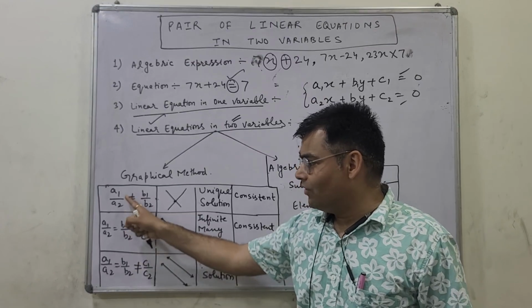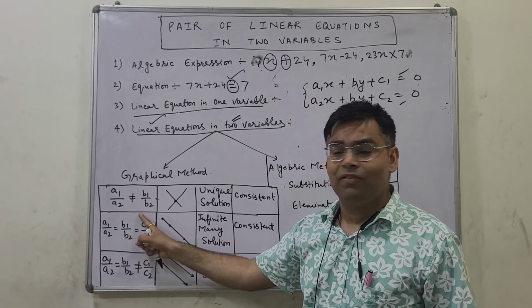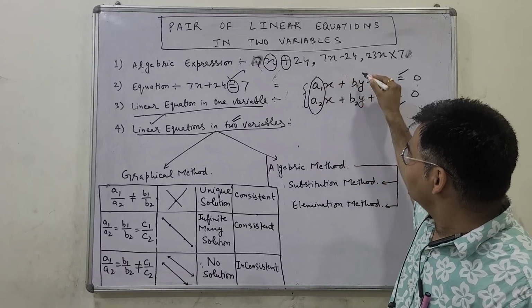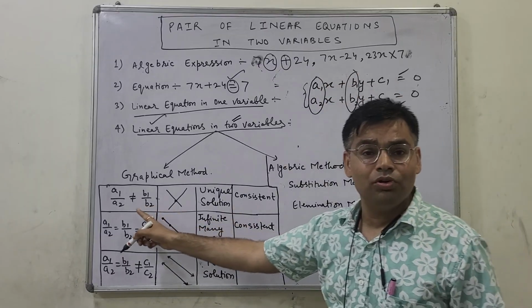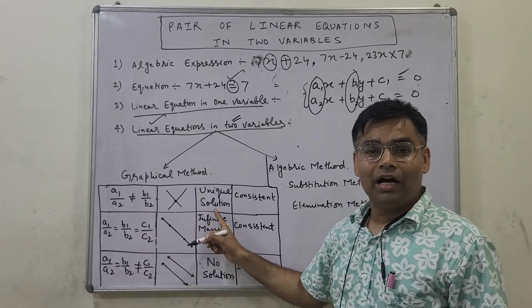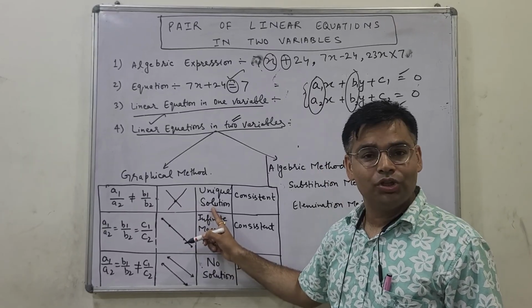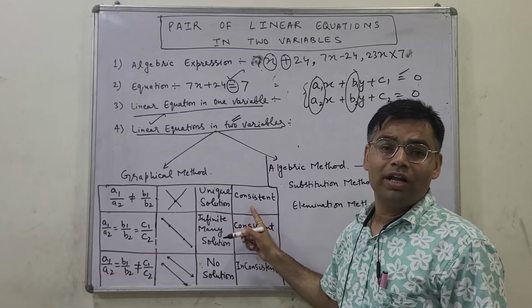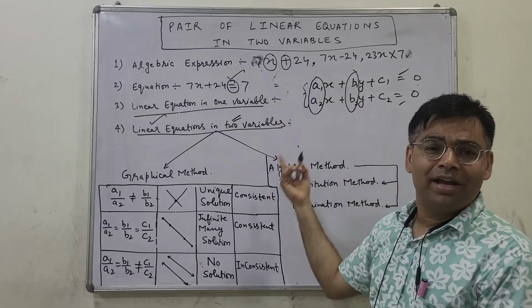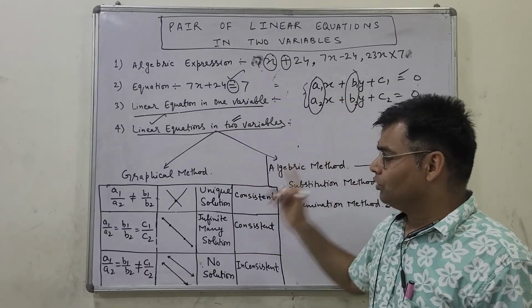One is A1 by A2 is not equal to B1 by B2. These are two equations. When A1 by A2 is not equal to B1 by B2, the lines formed are intersecting lines, and this solution is called a unique solution and is also called consistent. Now, what is this A1 by A2, B1 by B2?